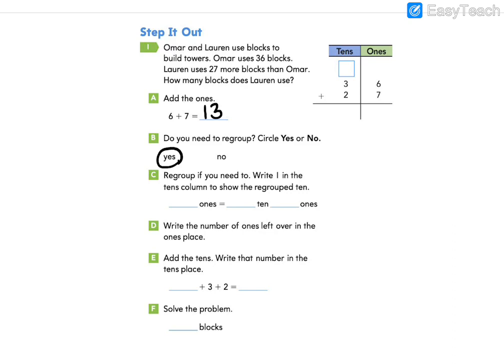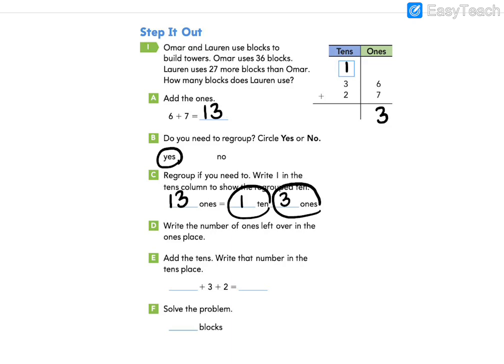Letter C asks us to regroup. 13 ones is equal to how many tens and how many ones? 13 is equal to 1 ten and 3 ones. We need to record our 3 ones in the ones place and our 1 ten in the tens place. Remember, we're going to need to add it to the other tens.